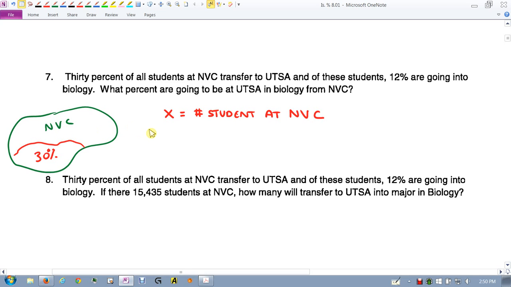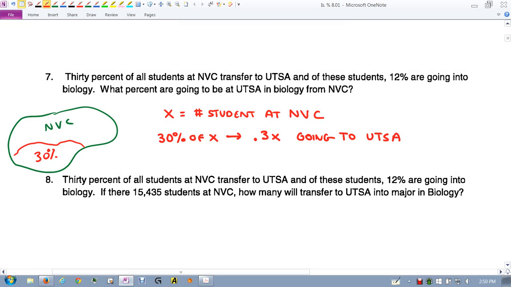30%. So wouldn't that be 30% of X, which I could write as 0.3X, right, are going to UTSA? That's how many students are going to UTSA: 0.3 times X, 30% of the total number of students.